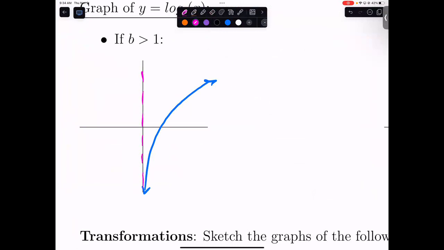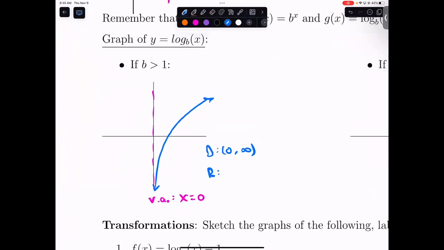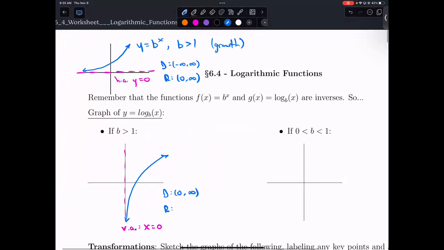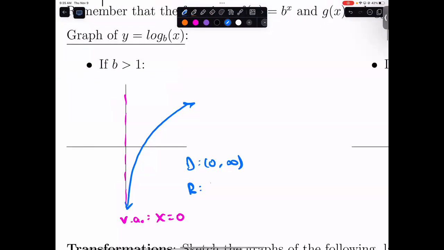Same picture but flipped over on its side, right? It's got a vertical asymptote at x equals 0. And its domain is 0 to infinity. 0 has got to be open because it doesn't get to that asymptote, right? It just approaches it. What about the range? It's the domain of the exponential, so it's negative infinity to infinity.